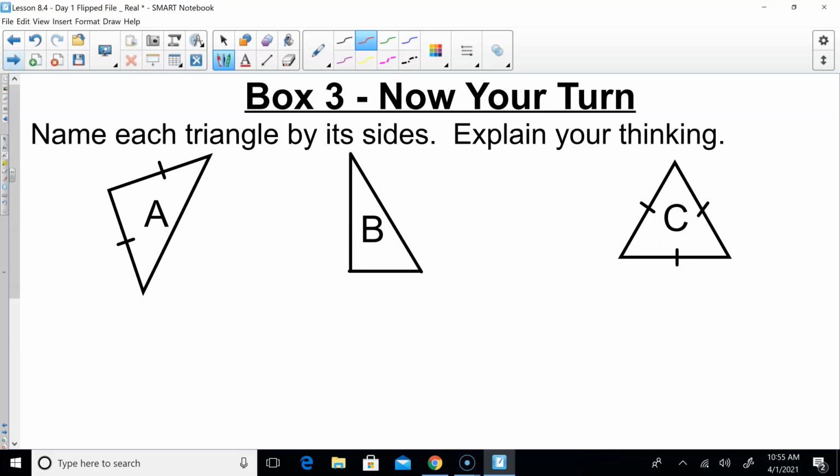And you can label these. You're going to try these triangles by its sides and explain your thinking, just like we did in our examples. So you can label them A, B, and C, draw them out, draw A, draw B, draw C, and then give me your answer of what you think they are by its sides, and then your thinking for that.